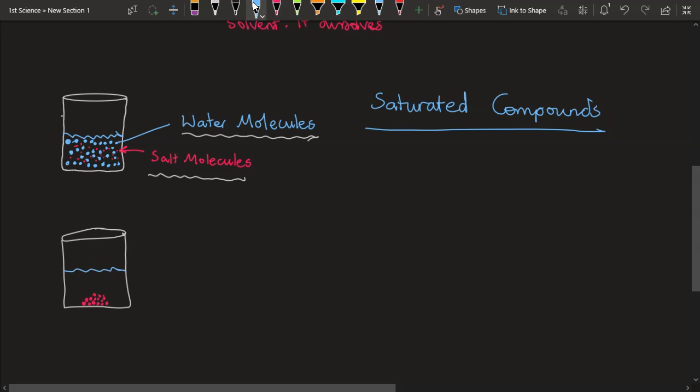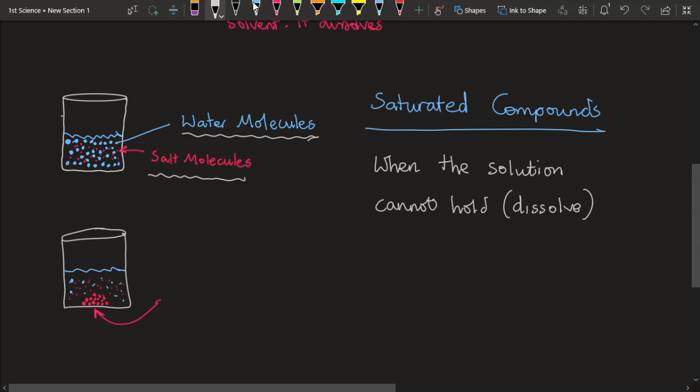And in here then you have your standard water, and of course you have a little bit of salt dissolved in. But if all the gaps between the water molecules are full, there's nowhere else for the salt to go but all the way to the bottom. And this sits at the bottom of the mug. This is what a saturated compound is. A saturated compound is when the solution, which is the two things together, cannot hold or dissolve any more solute.